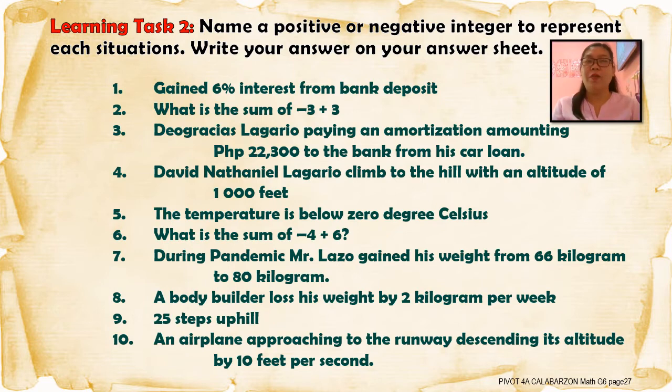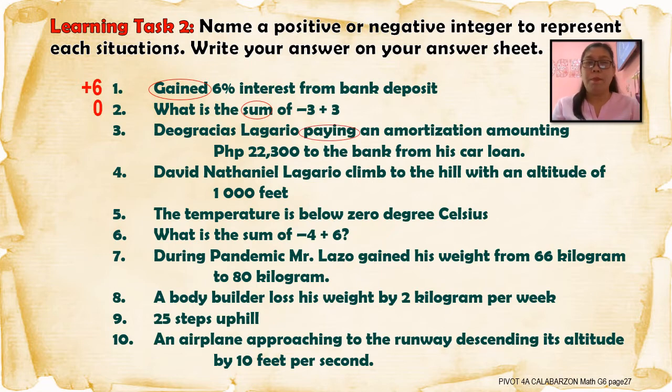Let us find out how many correct answers you got. Check your own work as I give the correct answers. Remember, we aim for learning, not for points earning. Honesty is the best policy. 1. Gain denotes positive 6. Number 2, additive inverse, so we have 0.